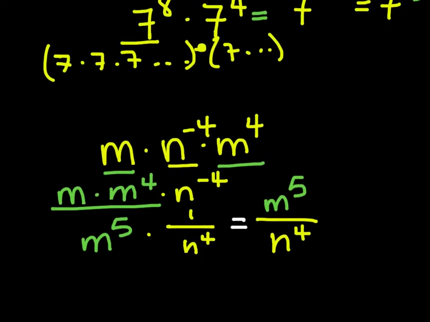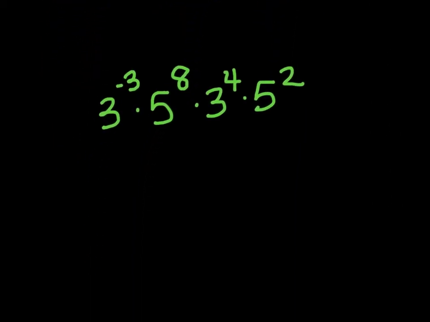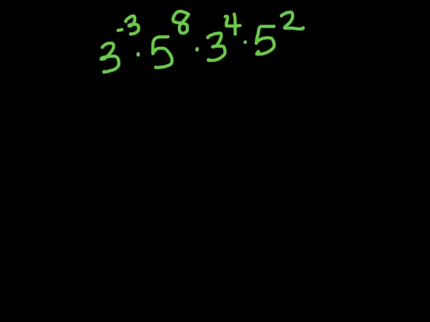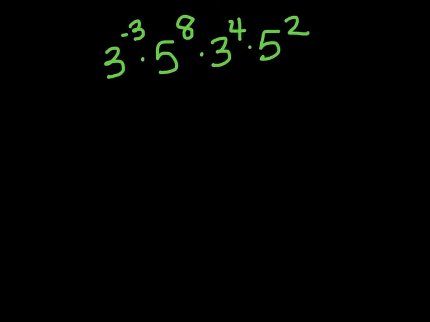Last problem. This is the one that's tricky. So we have this last problem. We have 3 to the negative 3 times 5 to the 8th times 3 to the 4th times 5 to the 2nd. So I'm going to rewrite this now with all these exponents in the same place.